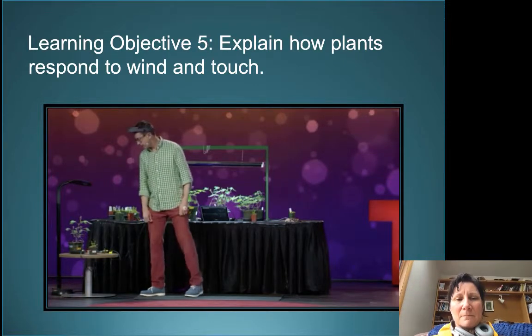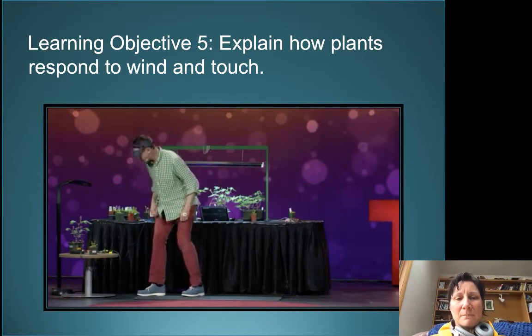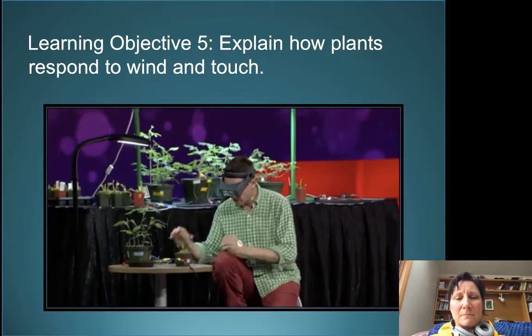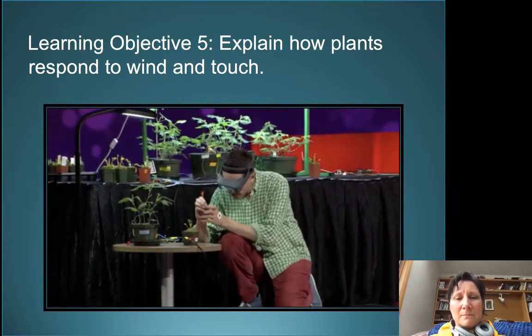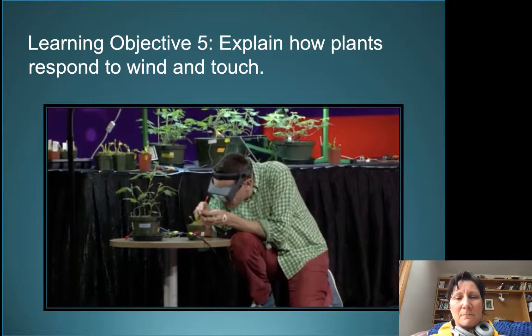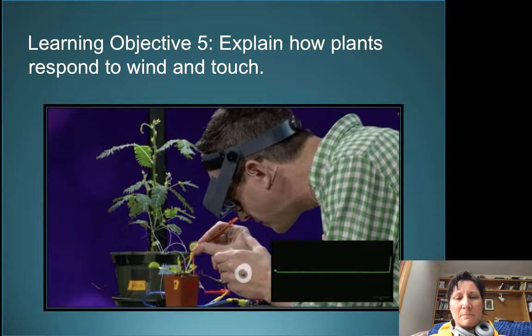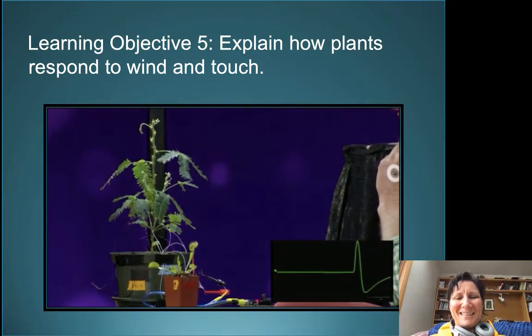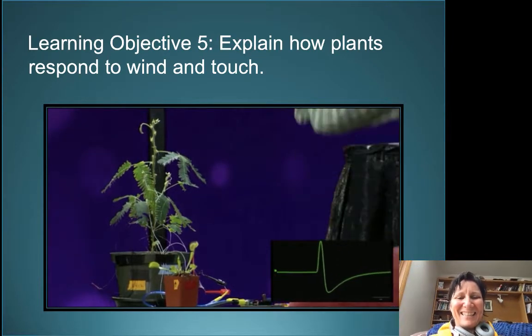And so if you allow me, I'm going to go ahead and trigger this mimosa right now by touching on the hairs of the Venus flytrap. So we're going to send information about touch from one plant to another. So there you see it.